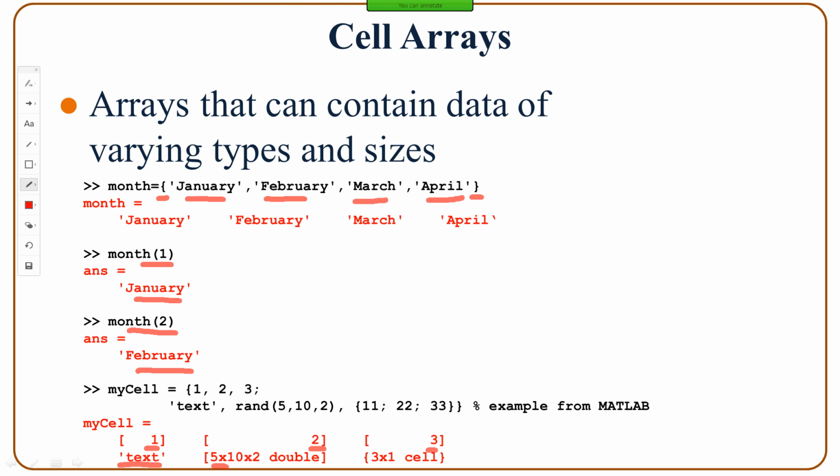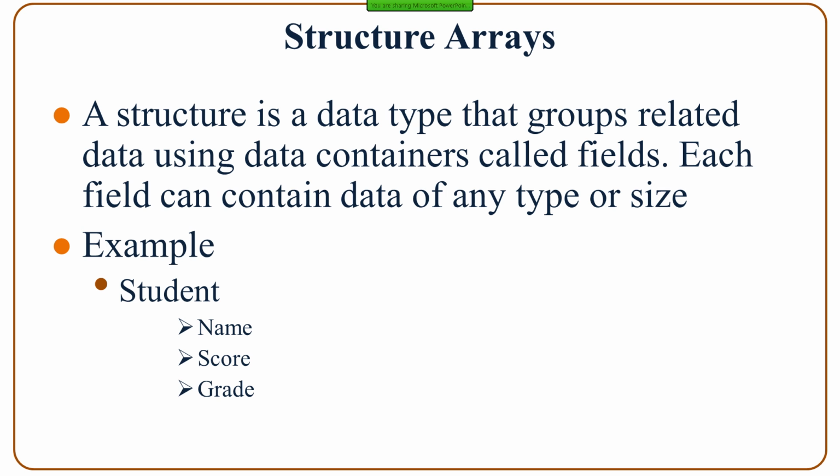A structure is a data type that groups related data using data containers called fields. Each field can contain data of any type or size. For example, a structure, namely student, can contain fields such as name, score, and grade. So in order to store a string, namely Mike Garcia, choose a field name.